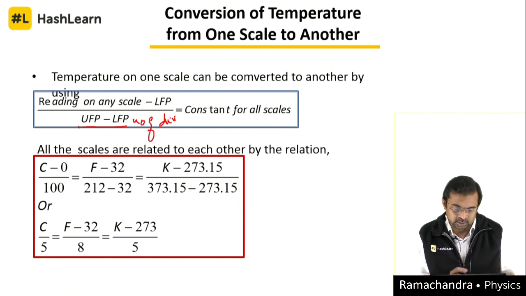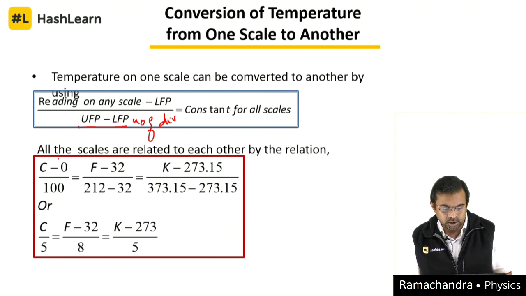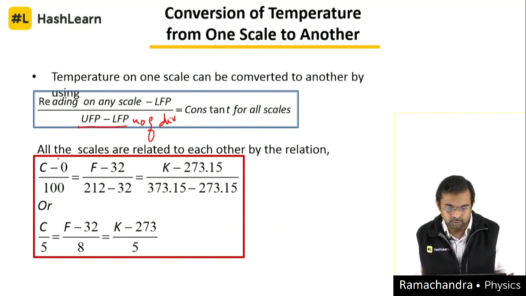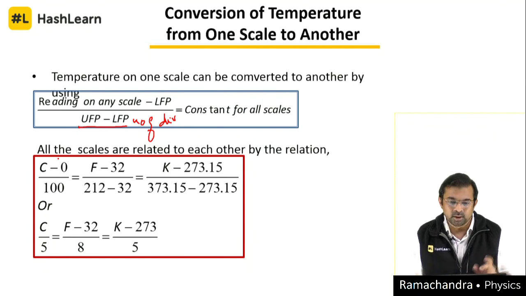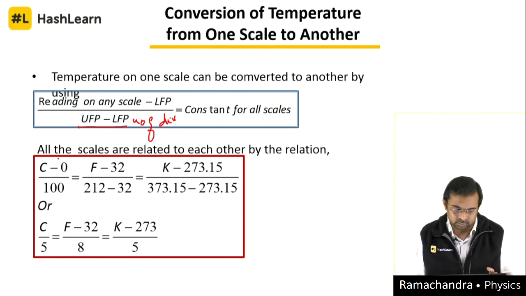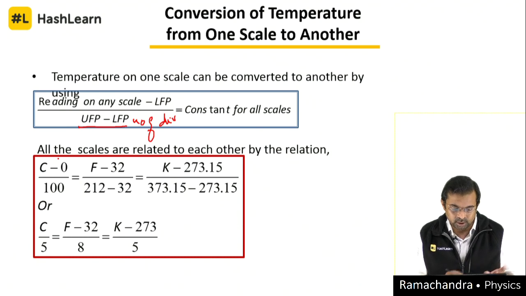See, the first is the degree Celsius: C minus 0. C is any random reading, and 0 is the lower fixed point, keeping water as the standard. Remember, every thermometer takes the temperatures of water as a standard, right? This is divided by the upper fixed point minus the lower fixed point, 100 minus 0, which comes out to be 100 again.